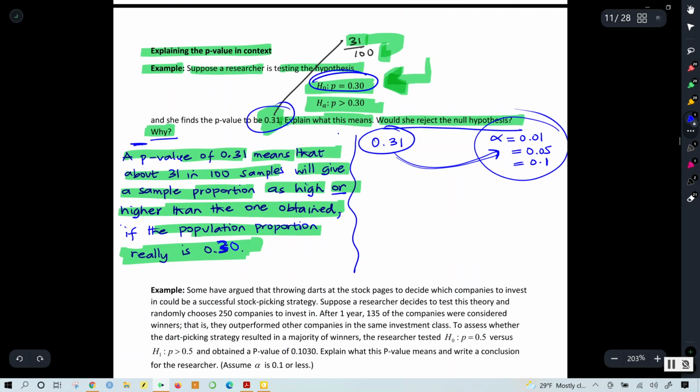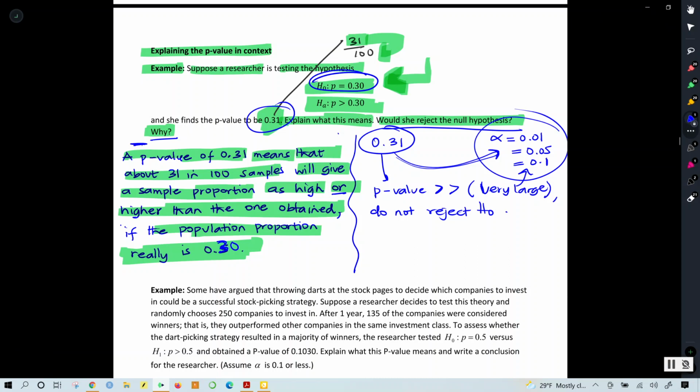So I would argue that this p-value is very large. And most times it is larger than what? Alpha. So I will not reject the null hypothesis because the p-value is very large.